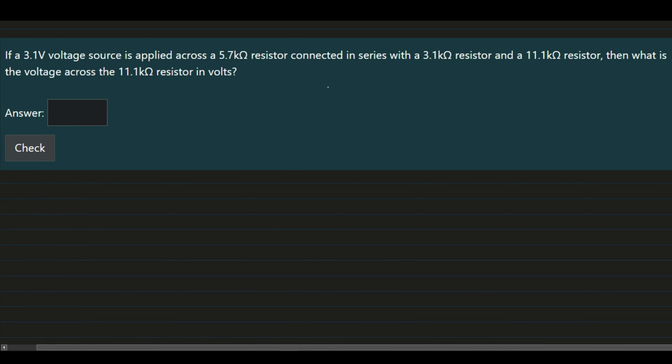We have our 3.1 volt voltage source. So this is going to be our voltage source where the longer side is positive and then we have negative right here. This is 3.1 volts. And it's going to be connected to 3 resistors in series. We're just going to draw them below like this. So that means we have some current flowing out of our voltage this way.